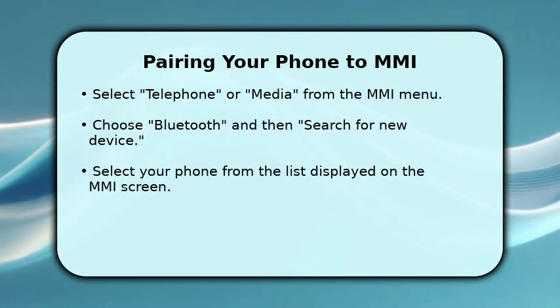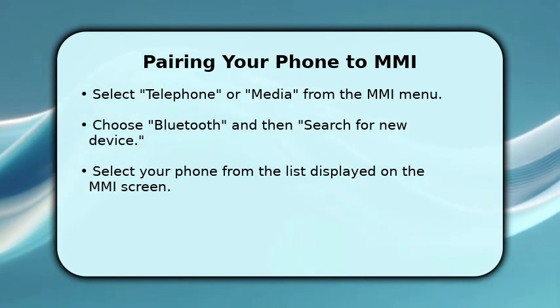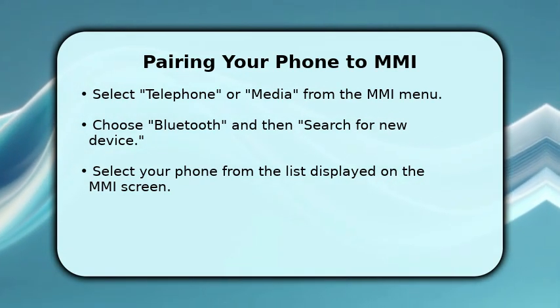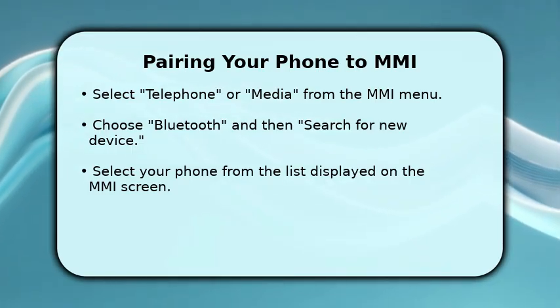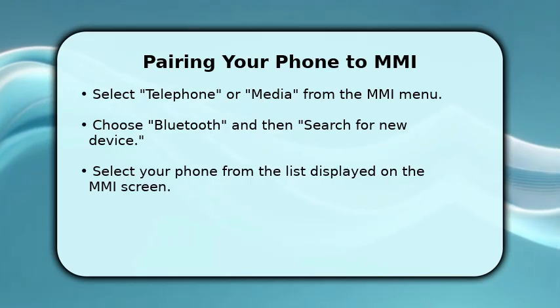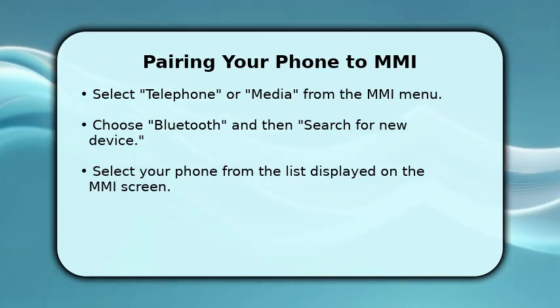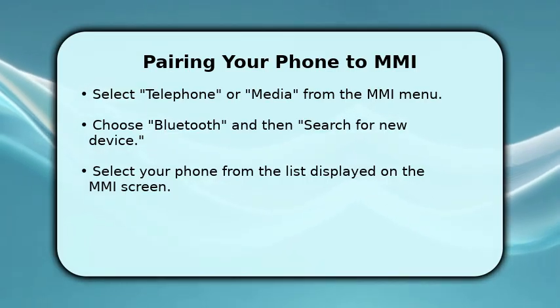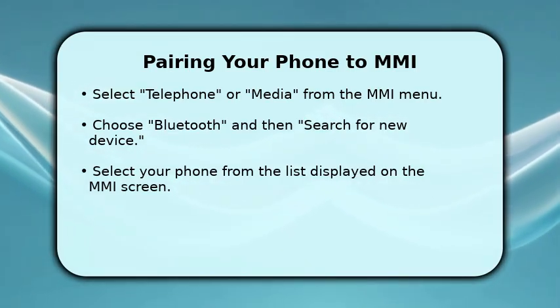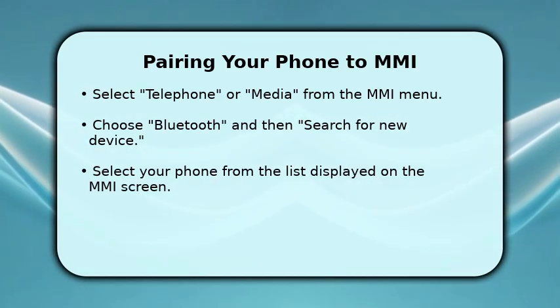Once in the MMI main menu, select either telephone or media to proceed. From there, choose the Bluetooth option and then look for search for new device. Your Audi A4 will now scan for available devices. When your phone appears on the MMI screen, select it to initiate the pairing process. This step links your phone directly to your car's system.